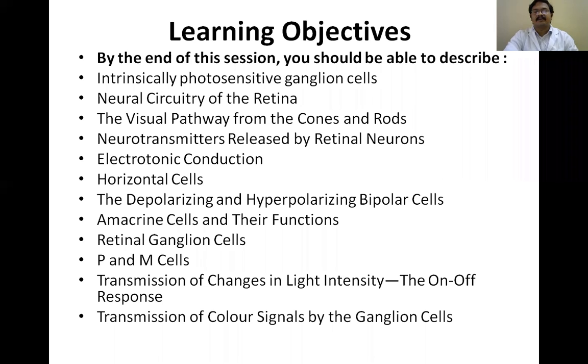What are the neurotransmitters released by the retinal neurons, we must be able to know by the end of this. What is the electrotonic conduction? What are the horizontal cells? What are the depolarizing and the hyperpolarizing bipolar cells, amacrine cells and their function, and retinal ganglion cells, different types, X, Y, W cells, parvocellular and magnocellular cells, on-off response, transmission of the light and the transmission of the color intensity. You must know by the end of this session.